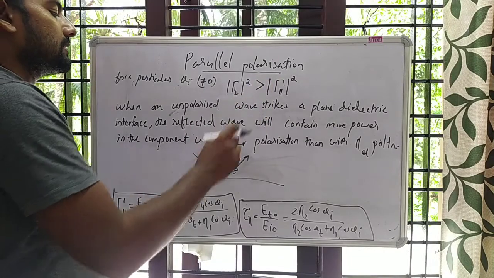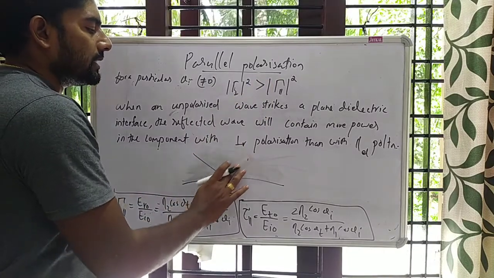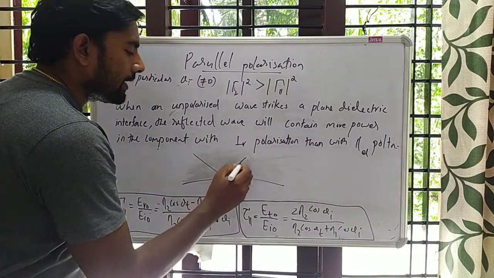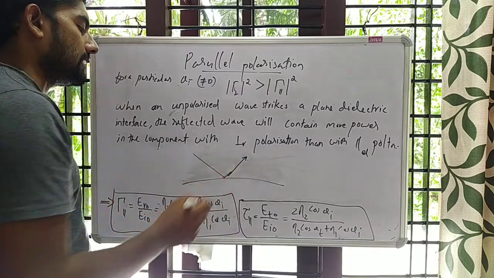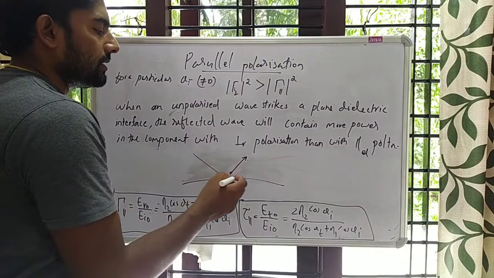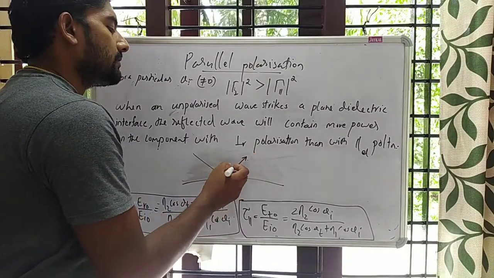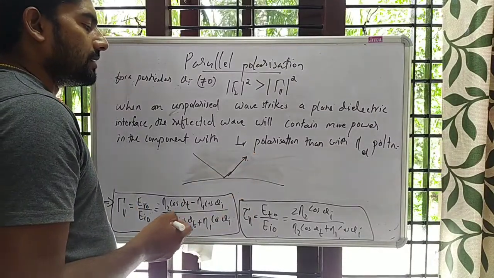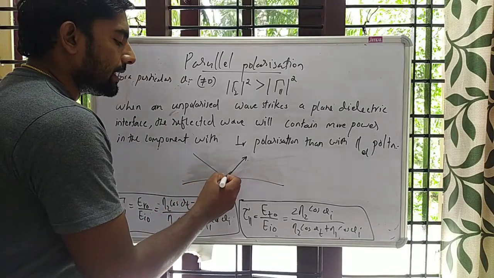One of the applications of this is that much of the light received by our eye has been reflected from the surface of the earth. So if we use Polaroids, then we can filter out the perpendicular components of the electric field, and by that we can avoid the glare.